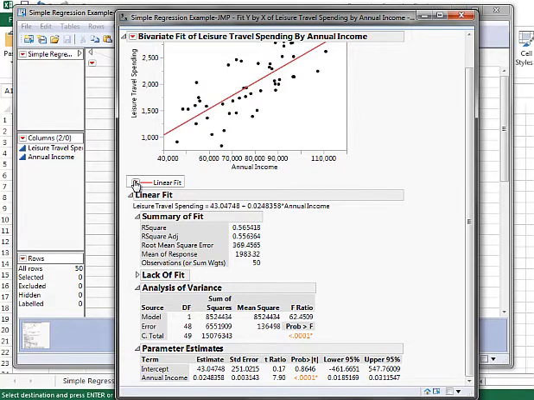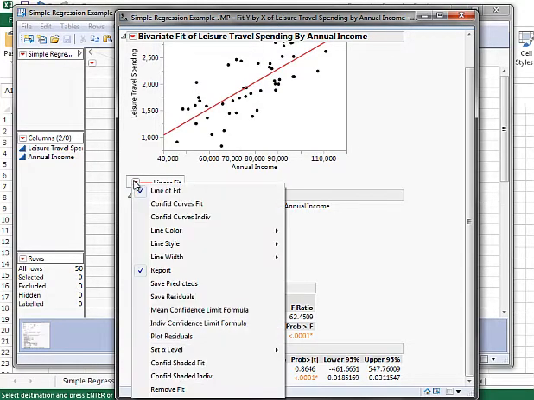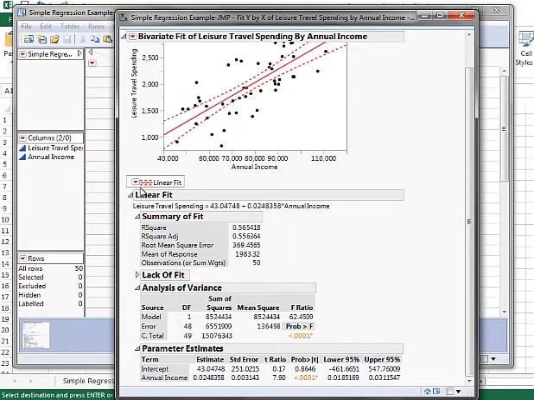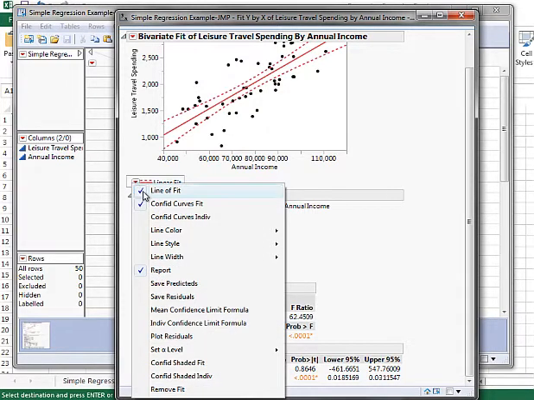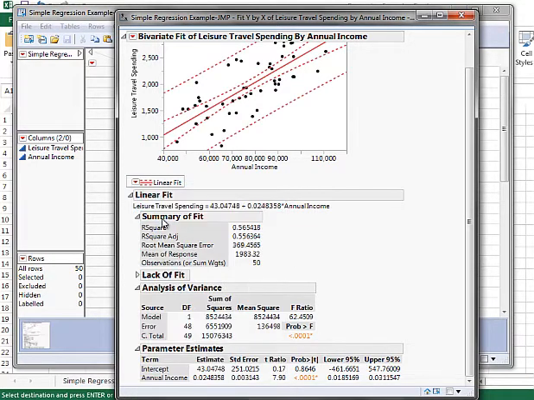We can go to the Linear Fit drop-down and show the confidence interval visually. Also individual confidence curves or prediction interval. These lines show the 95% confidence interval and prediction interval for our estimates.